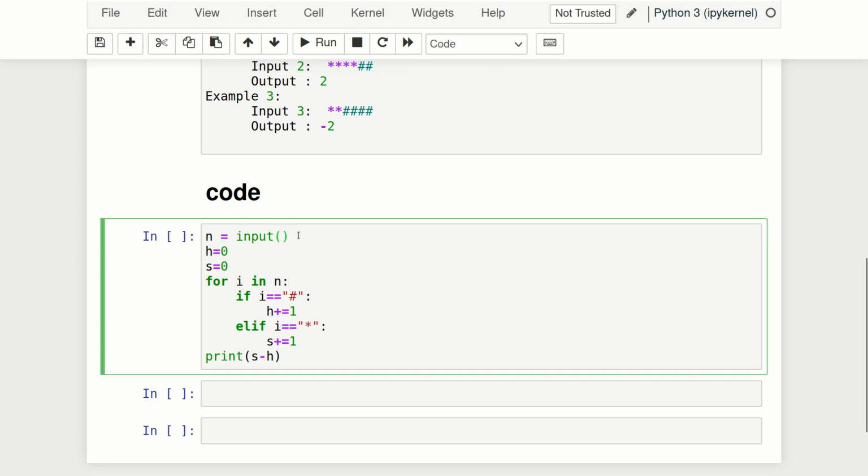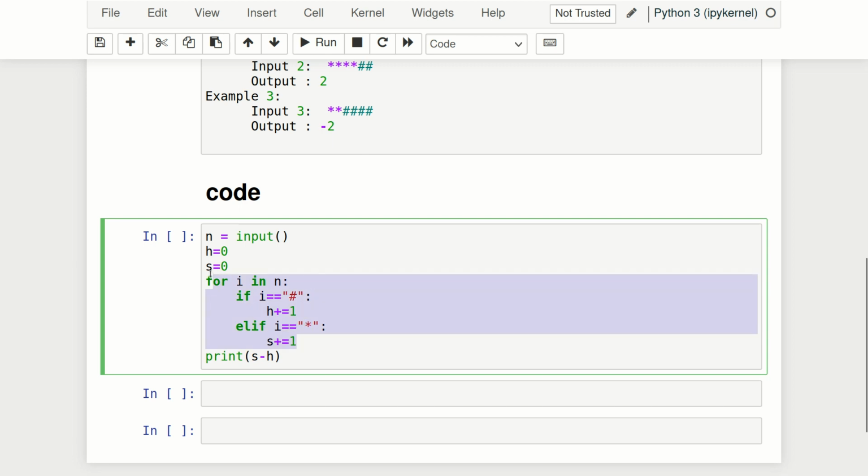The first line, as you can see, will take the input, and these two variables, this will count the number of hash, this will count the number of star, S for star. Now this is the for loop. We will go through these values, and if it is hash, increase the count of hash by 1, and if it is star, increase the count of star by 1.